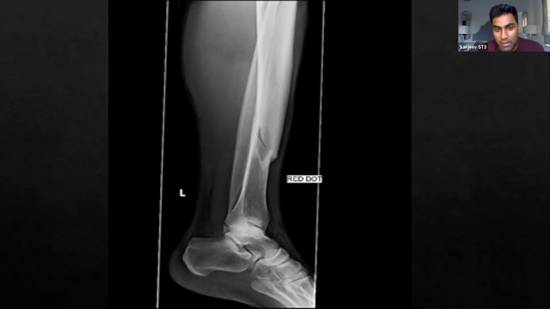But you can only describe what you're seeing. So you won't get penalized if there is massive lateral displacement on the AP, which you're not seeing here. But based on this lateral, you can only say that it's minimally displaced.